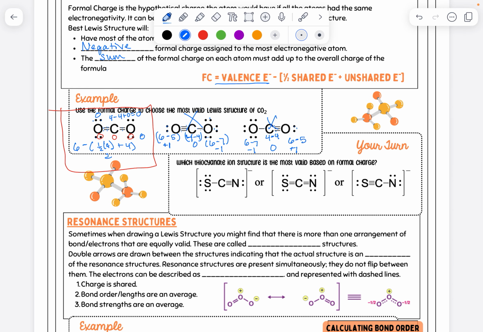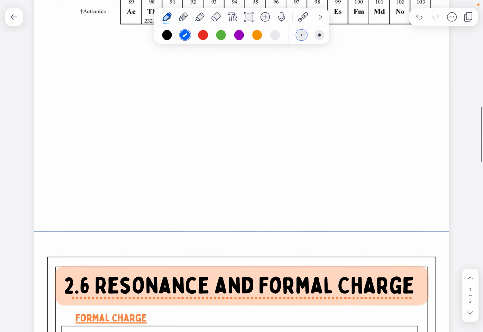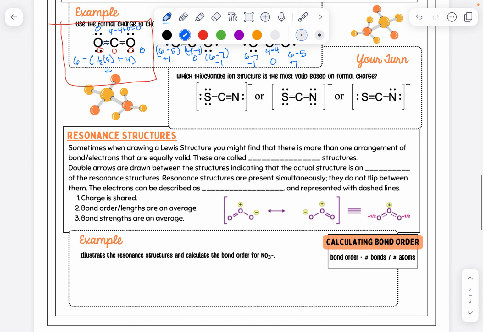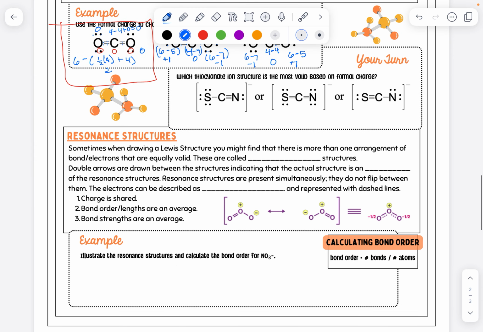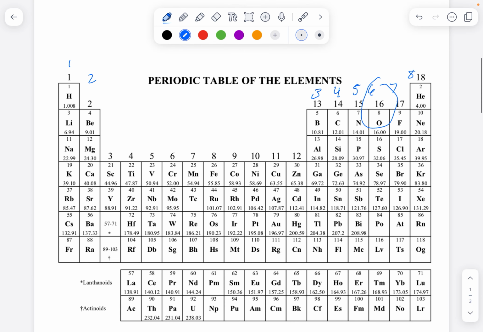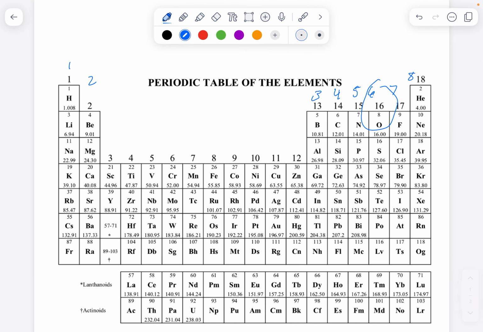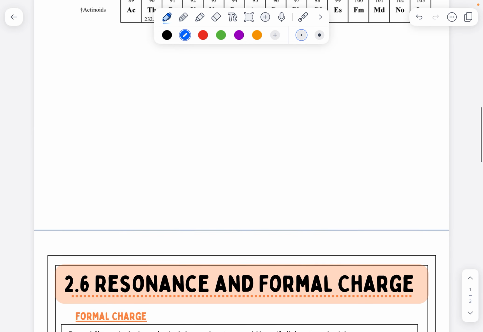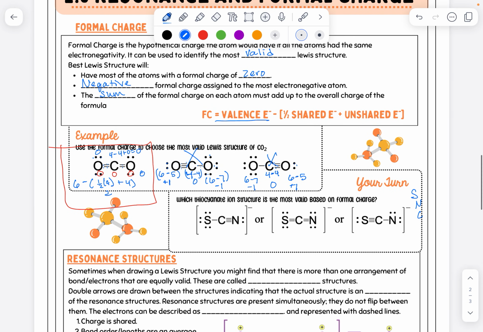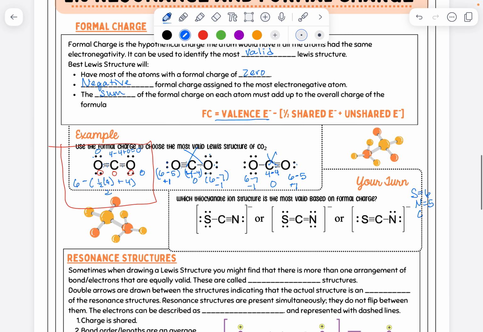Okay, so we have sulfur, we have nitrogen, and we have carbon. So we know that sulfur, nitrogen, and carbon are our elements. I need to go to the periodic table. I see that sulfur has 6, nitrogen has 5, and carbon has 4 valence electrons. So you need to know that first. 6, 5, and 4 valence electrons.